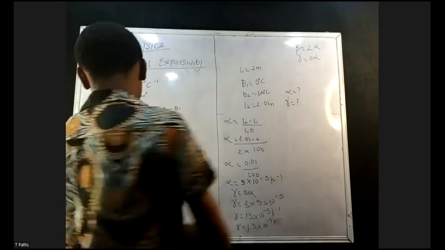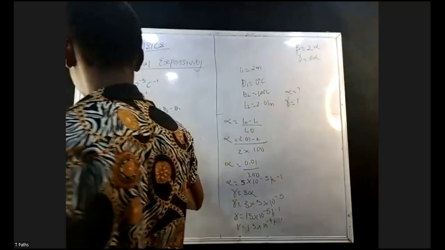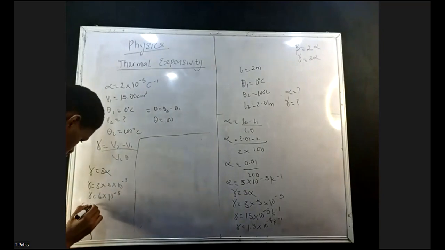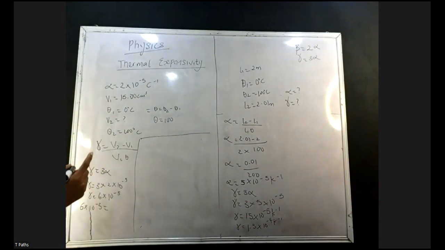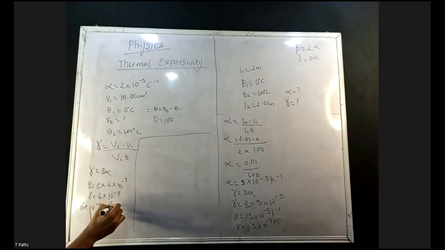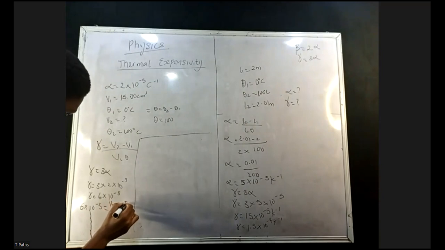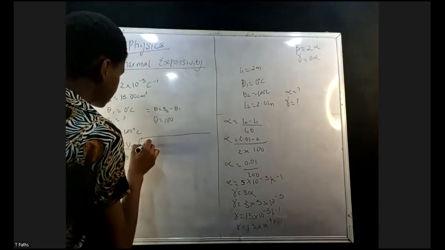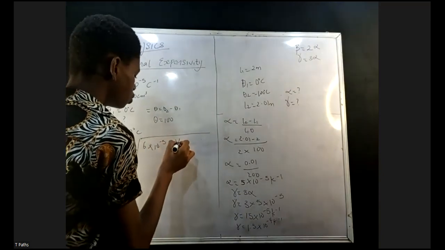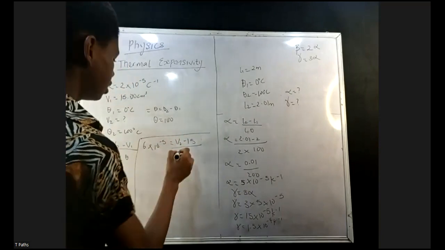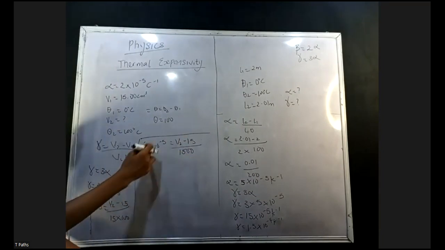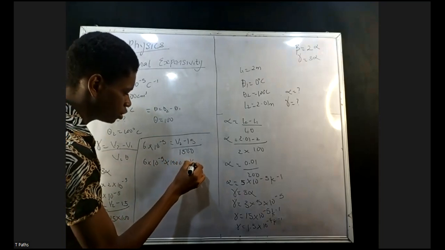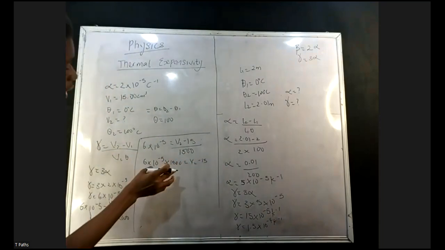I think you guys are following. So I'll just replace this into my formula. I'll say 6 times 10 raised to the power minus 5 is equal to V2, which is what I'm looking for, minus my V1, which is 15 centimeter cube, divided by 15 times 100. So 6 times 10 to the power minus 5 is equal to V2 minus 15 divided by 1500. So I cross multiply: 6 times 10 to the power minus 5 times 1500 is equal to V2 minus 15.